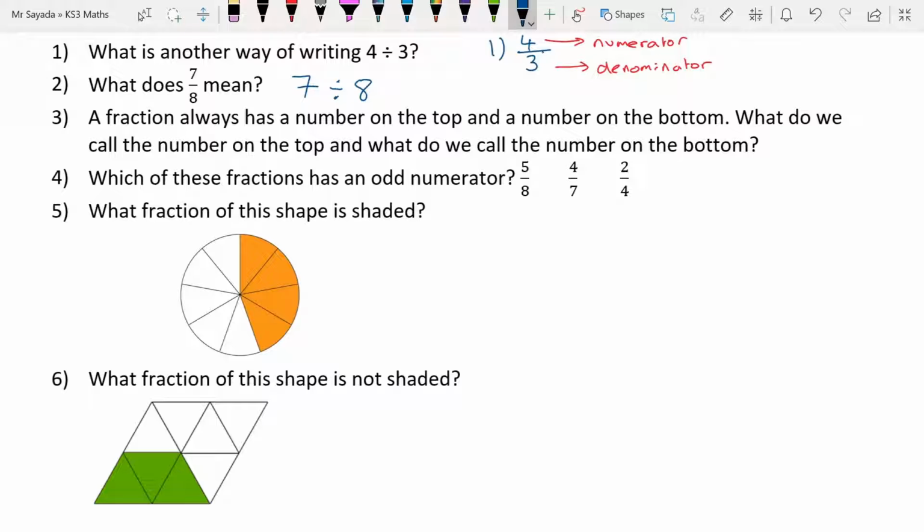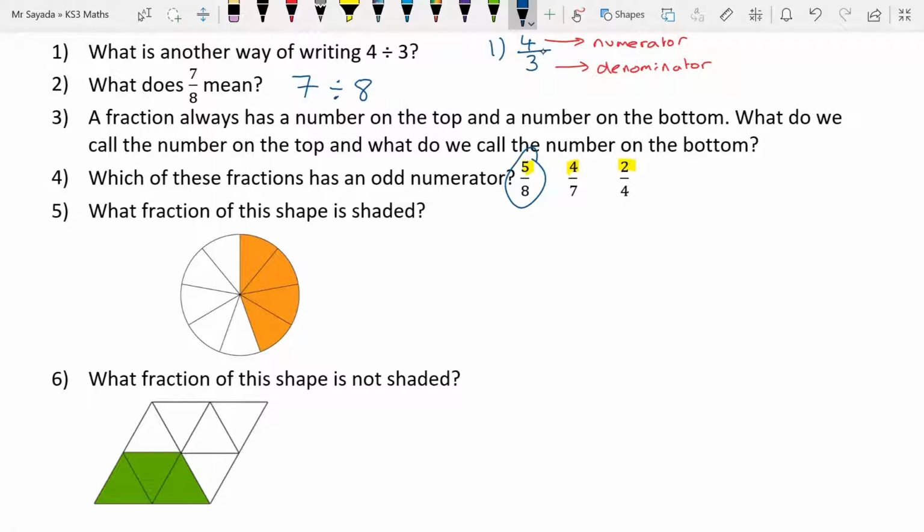Question 4. Which of these fractions has an odd numerator? So the numerator is the top number on a fraction. So these are the numerators. And the only one which has an odd numerator is 5/8. 4 and 2 are both even numbers. 5 is the only odd numerator there.